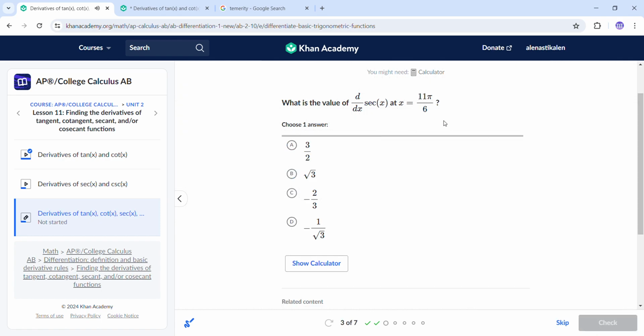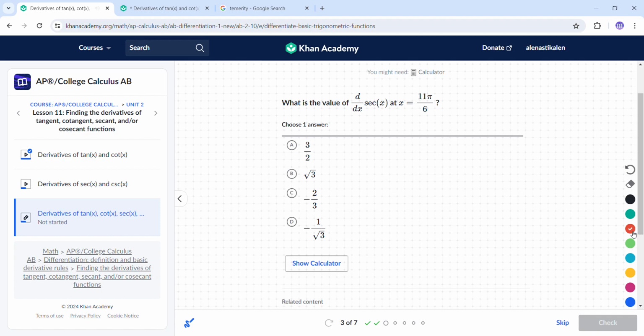Okay, let's keep going. 11 pi over 6. Okay. So let's see. The derivative of secant x is really just sine of x over cosine of x multiplied by 1 over cosine of x. And you can dig into this a little bit deeper later on. There's a bunch of videos out there proving that that's what it's actually equal to.